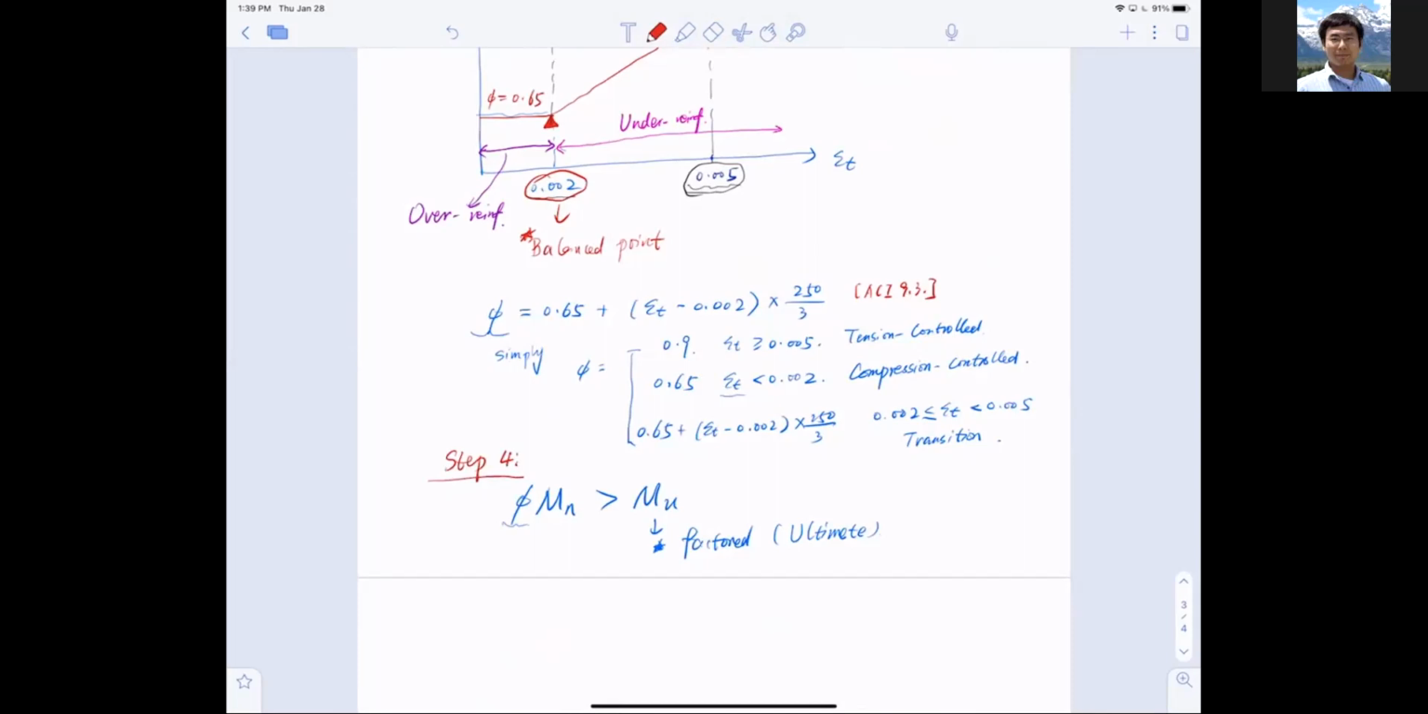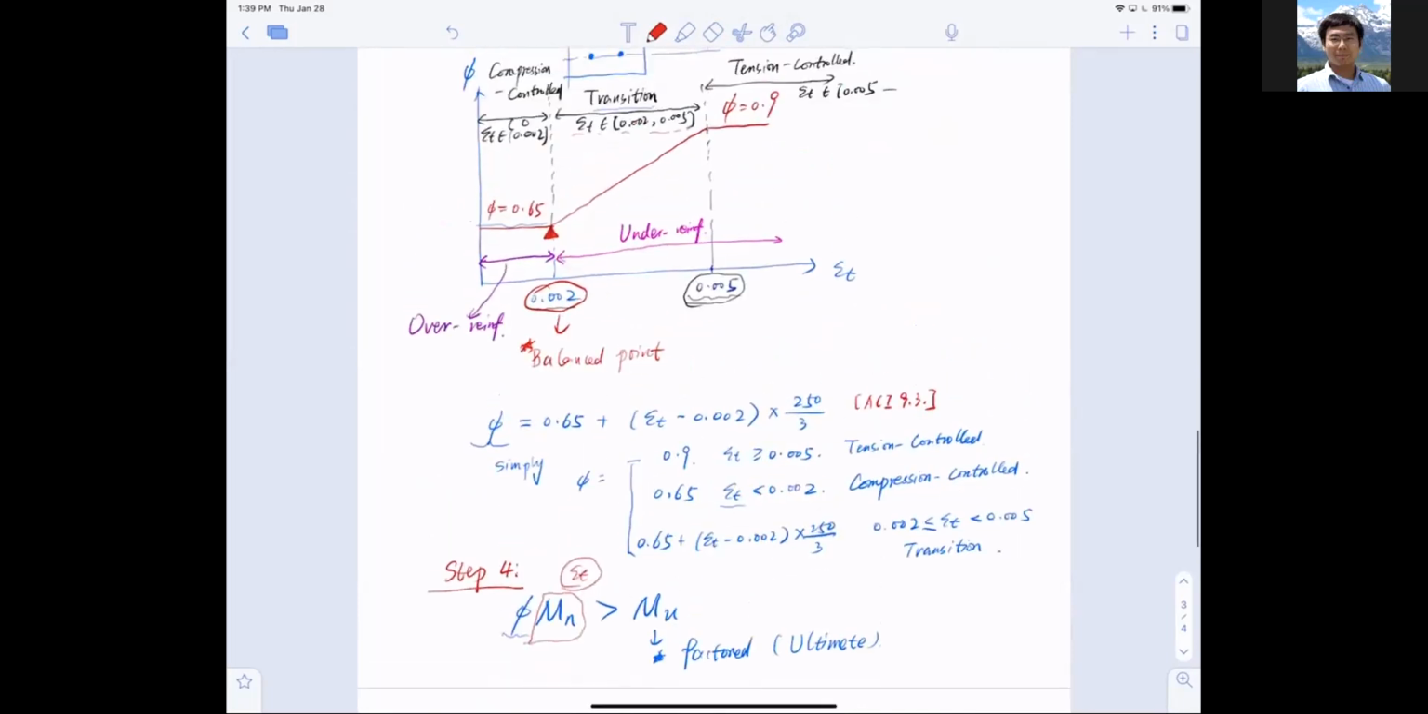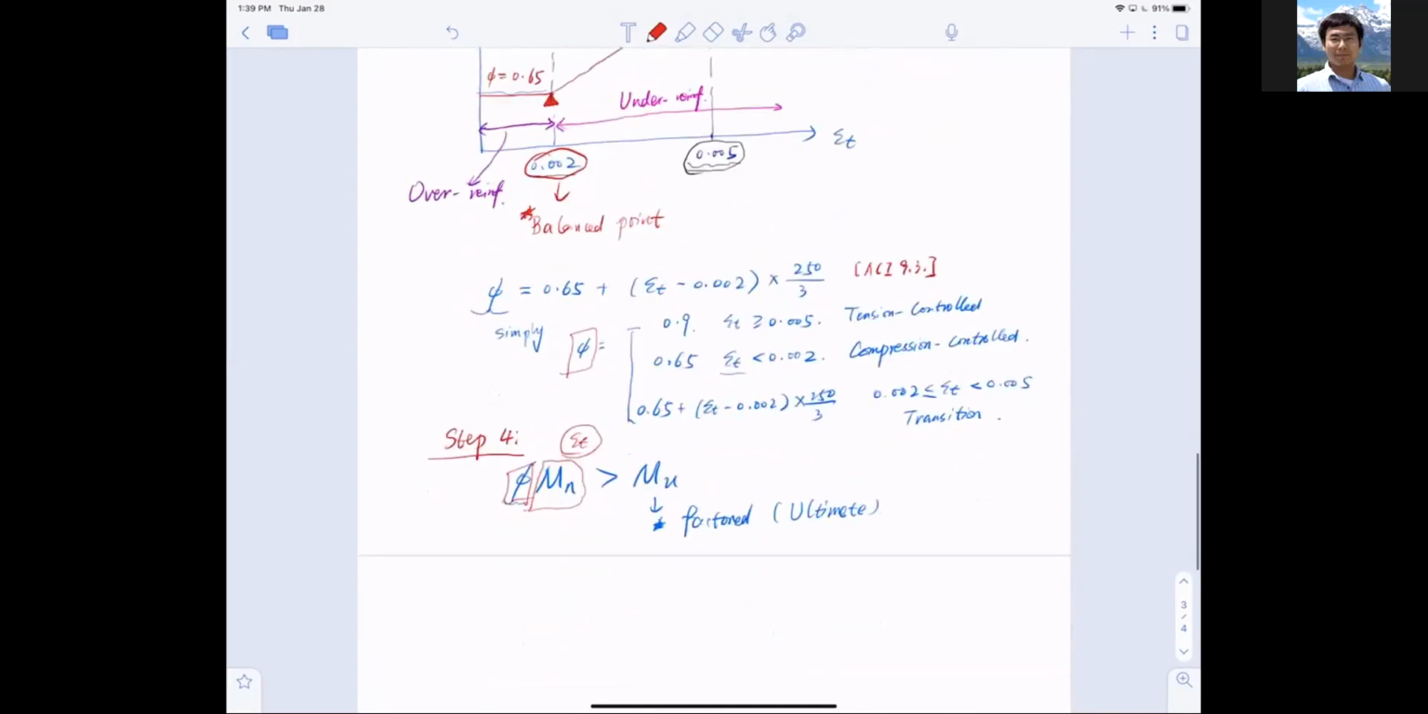Once I computed my Mn, I still need to go back to check my epsilon t, and judging where the epsilon t is on this curve, use the corresponding function to find phi, and multiply phi in front of Mn to get my actual moment of resistance. And this phi Mn has another term, endless terms today. This is called the design moment resistance, or design flexure strength. Either way.